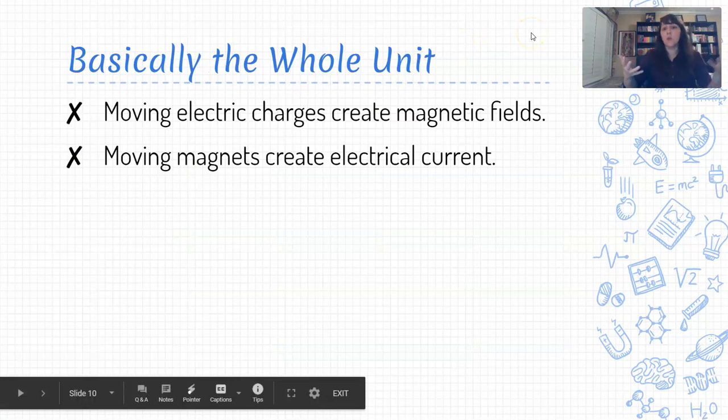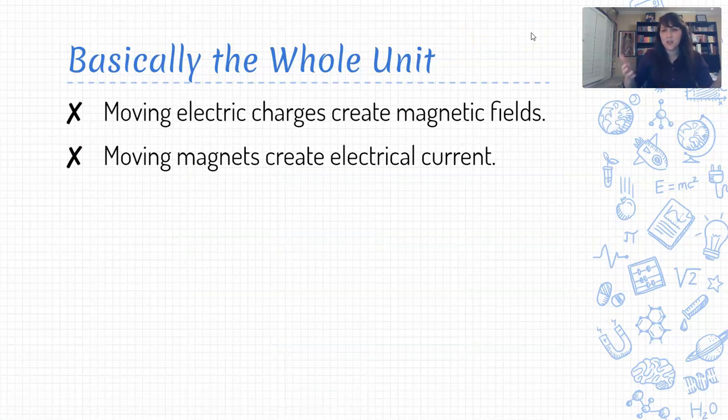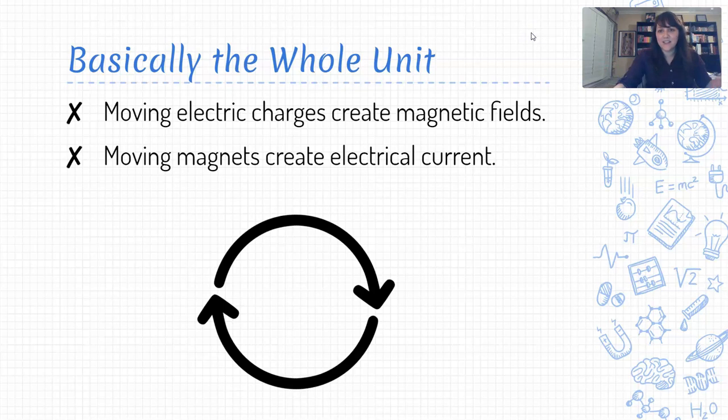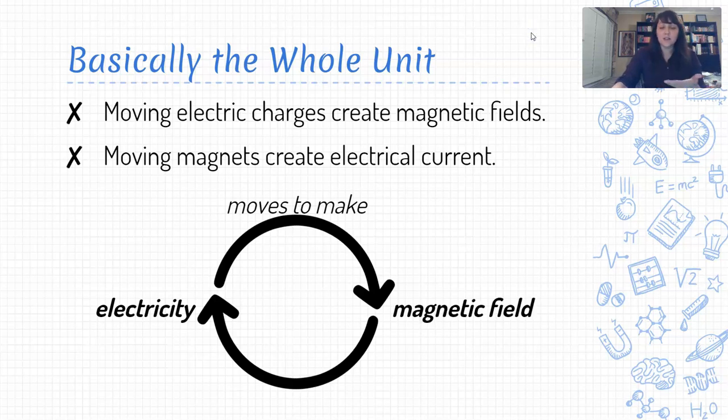Which means that basically this whole unit can be summed up in two key ideas. Moving electrical charges create magnetic fields, and moving magnets create moving electrical charges. All right. So it's this big, happy, never-ending cycle here where if we've got electricity, that electricity is moving, those charged particles are moving, and in the process of doing that, they create a magnetic field. But if we get our magnetic field to move and change, that's also then going to create electricity. So it just goes around and around and around, and it's lovely.